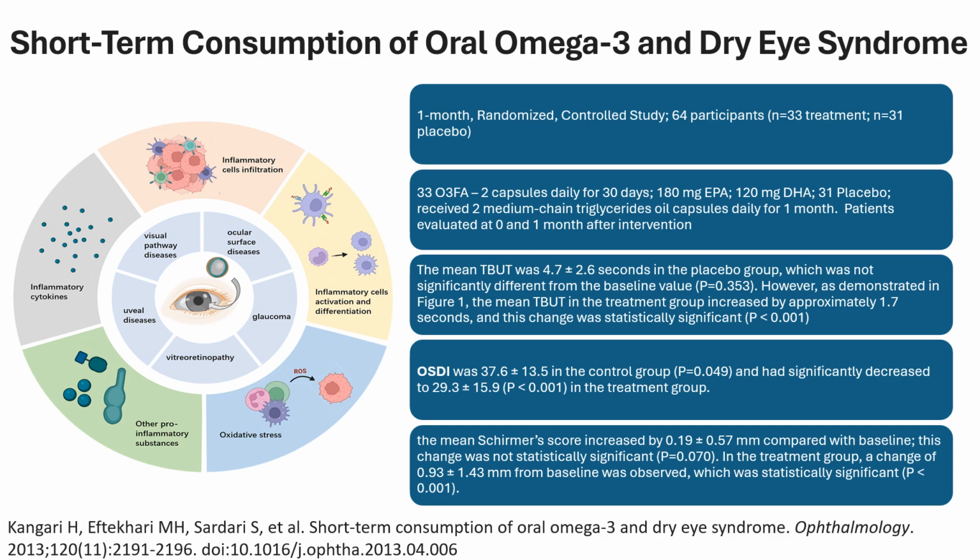If it's normal, it will wet 10 millimeters or more in 5 minutes. If you have mild to moderate dry eye, it only goes between 5 and 10 millimeters. And if you have severe dry eye, it only wets for less than 5 millimeters.